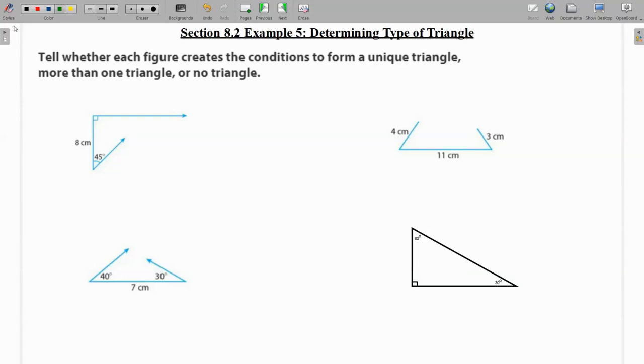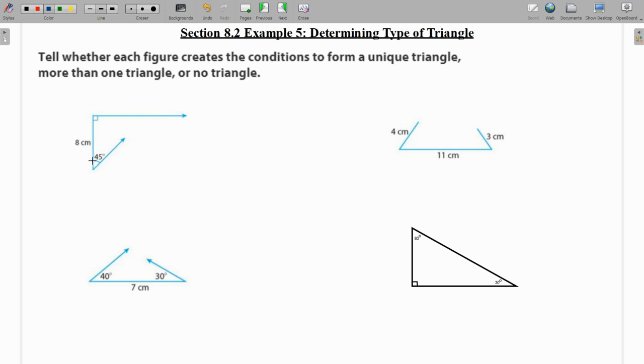In example 5 of section 8.2, we're asked to tell whether each figure creates the conditions to form a unique triangle, more than one triangle, or no triangle. So in our first example, what you see here is that we have some side lengths or some rays here.